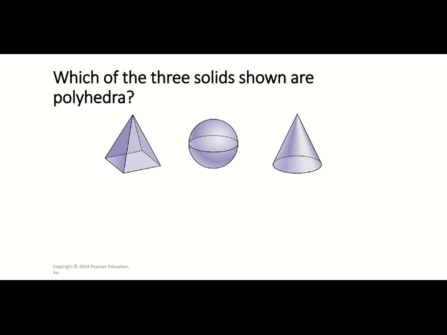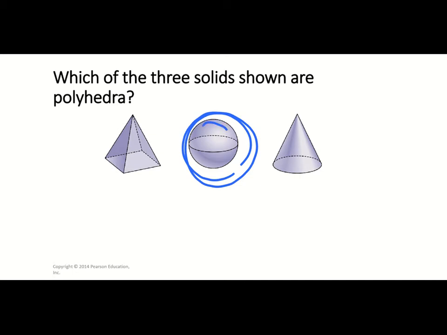All right, so here we have 3 solids shown, and they want us to identify which one is a polyhedron. So remember, a polyhedron has all faces that are polygons, and polygons are made up of line segments. It's a closed figure. So if I look here at this figure right here, it's a sphere.